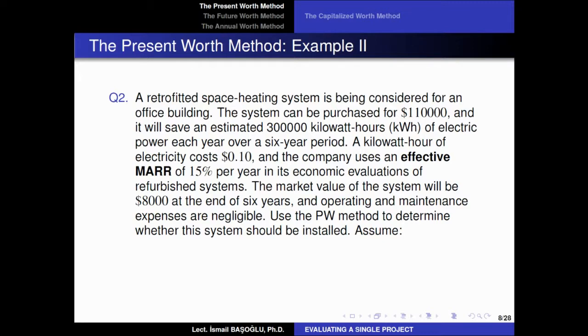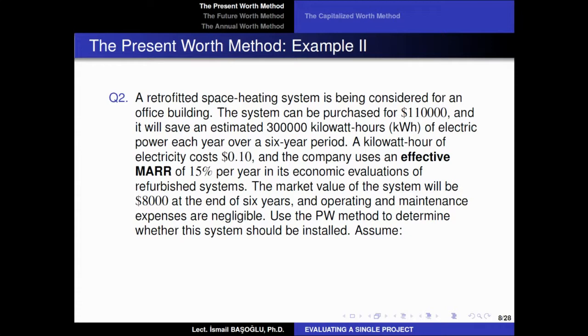Now it says the initial investment cost will be $110,000. And every year it is going to make a saving of 300,000 kilowatt hours of electric power. The kilowatt hour of electricity costs 10 cents, and the company uses an effective minimum attractive rate of return of 15% per year in its economic evaluations of refurbished systems.